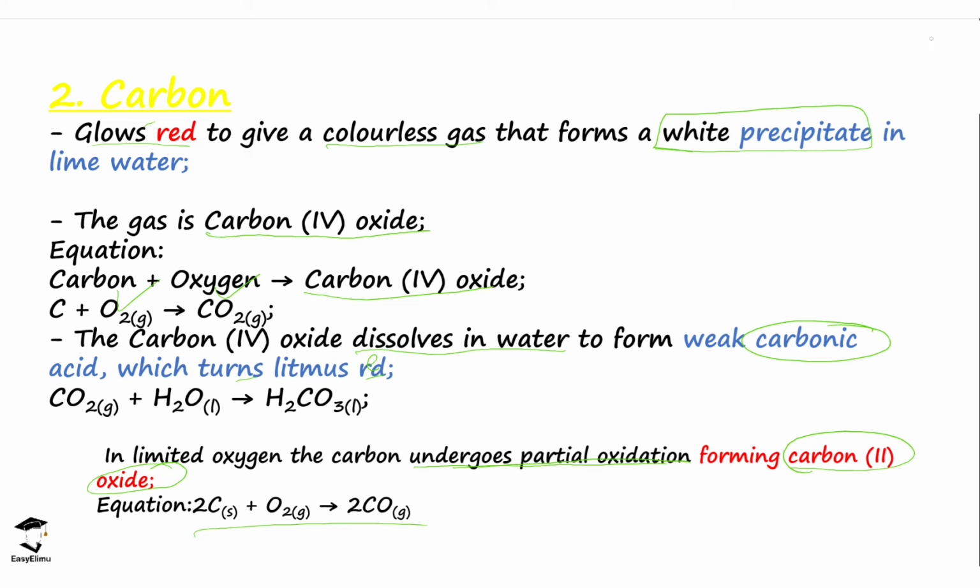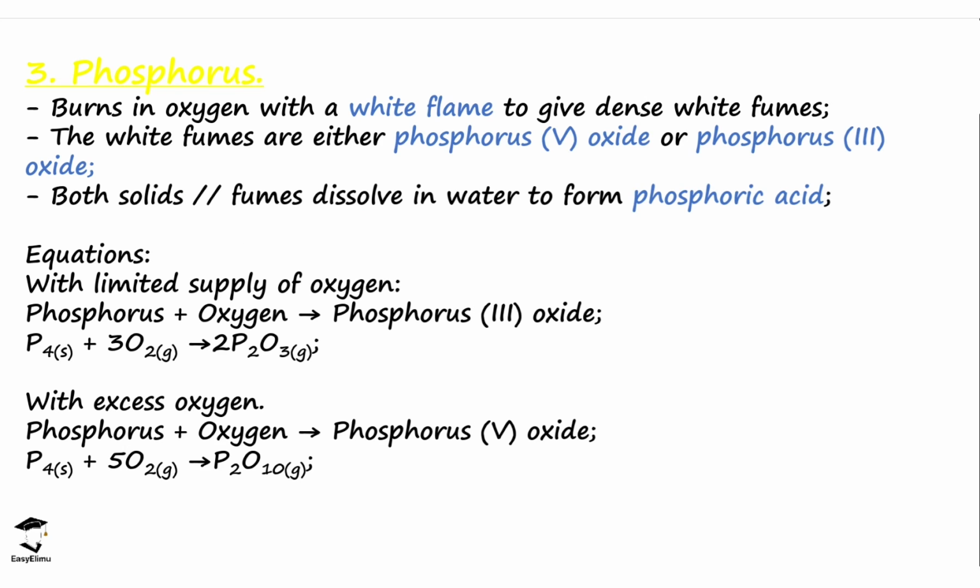Next, we are going to look at phosphorus. So phosphorus burns with a white flame. You remember we talked about the smoldering phosphorus when we were discussing the active part of air, and we said that phosphorus burns with a white flame to give white fumes.